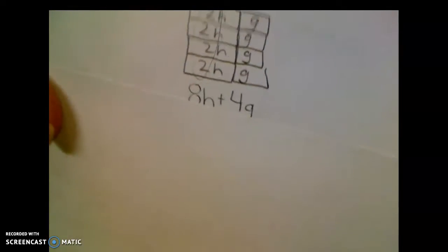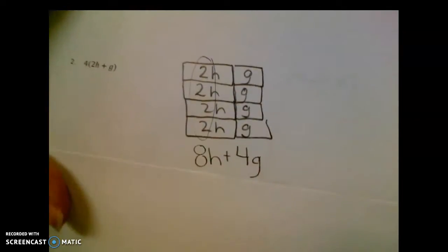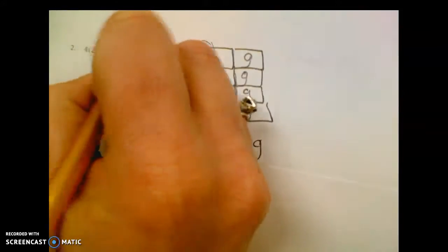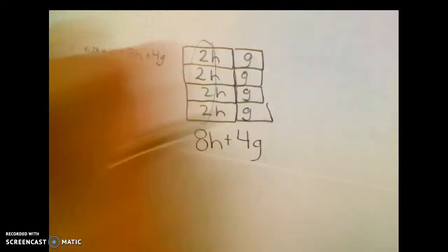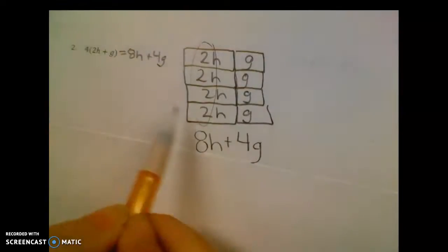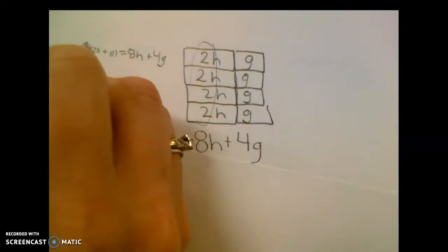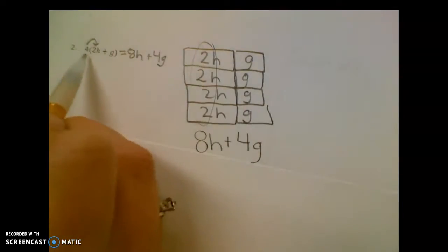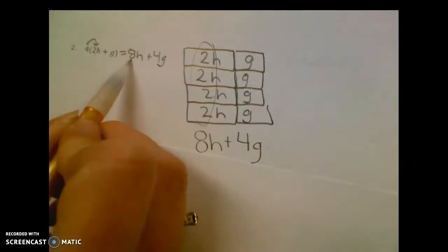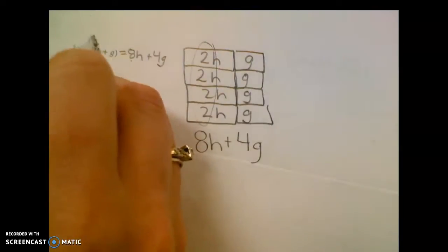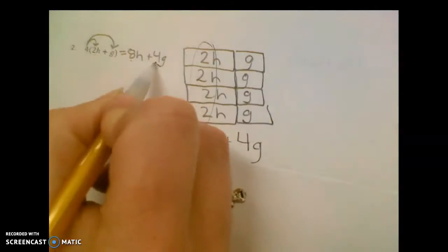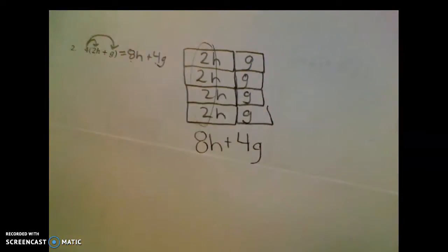And again, I hope that you can see how that 8H relates here. If I'm looking at it as 8H plus 4G, and I'm looking at how I got here without the model, hopefully you see that it's 4 groups of 2H's, which is 4 times 2H, which gets me my 8H, and then 4 groups of G, which gets me my 4G.